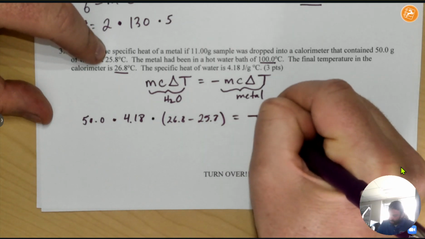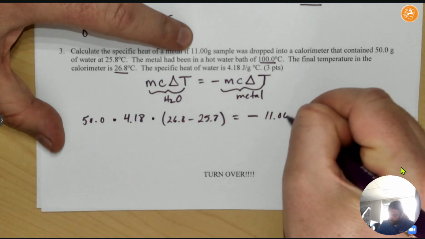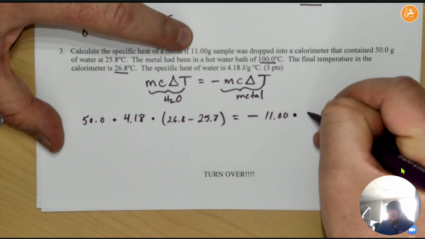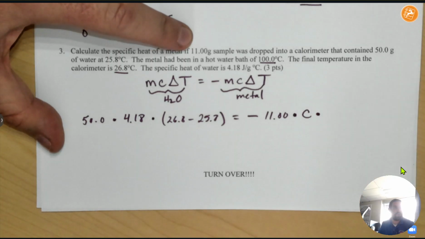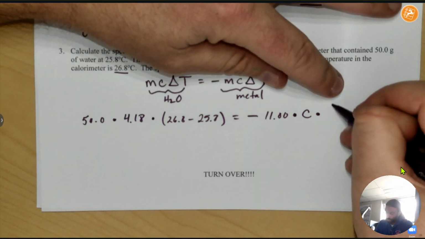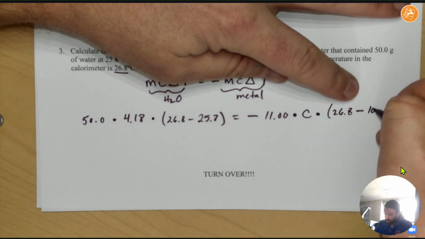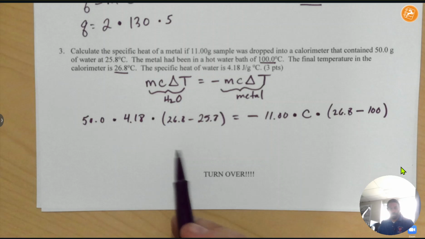All right, then we get the other sign. Don't forget the negative sign. So we had 11.00 grams of the metal times its specific heat, which is what we are trying to find here, times the temperature change. Well, it ultimately went to 26.8. And it started at 100. All right, so algebra.